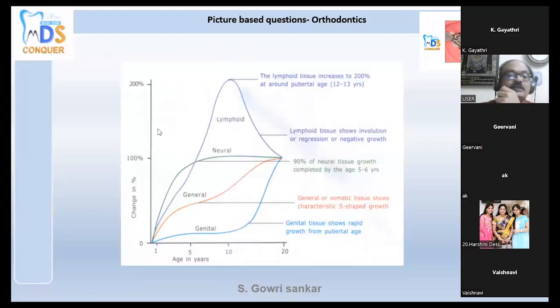So you can expect either a picture-based question or a direct question. This tissue remains present up to 10 years of age. This is a very direct question you can answer. Don't go wrong here.